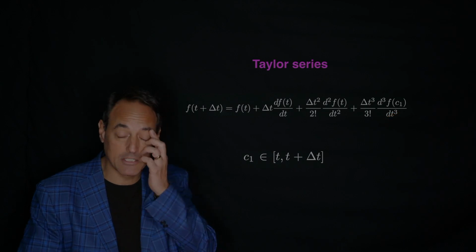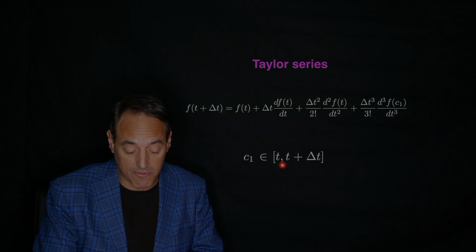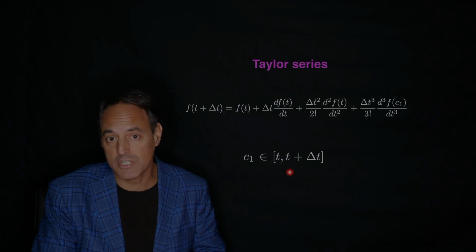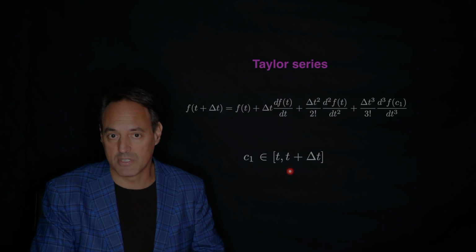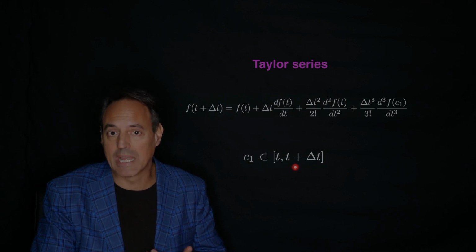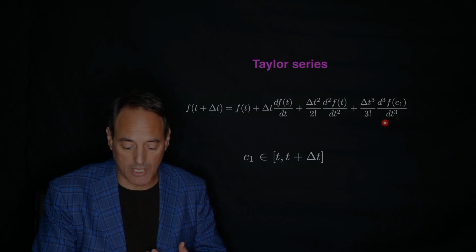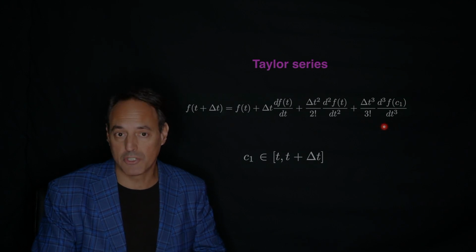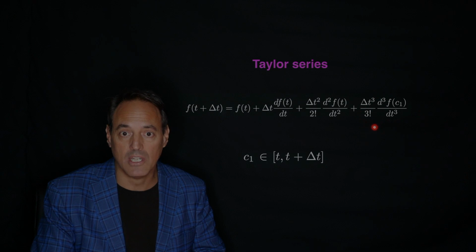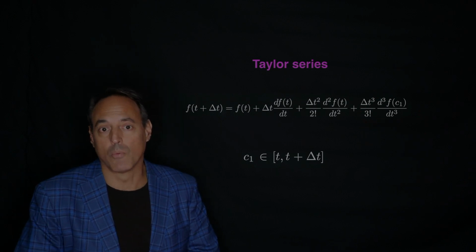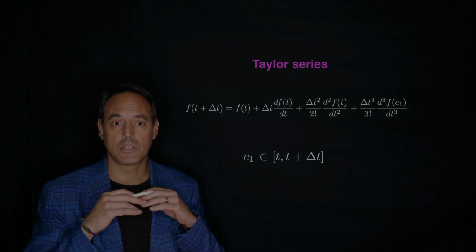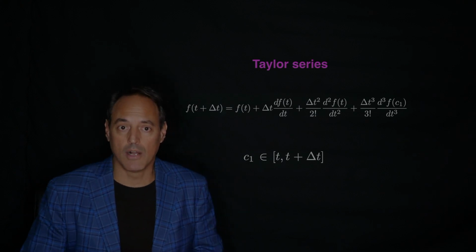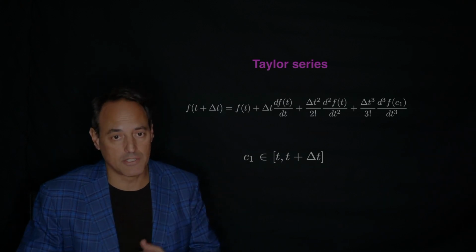This is an exact expression, and c1 itself belongs somewhere in the interval t to t plus delta t. So it turns out you could search for this c1, but I don't really care what the c1 is. All I care about is that this thing here is the upper end of what my expression is, and in fact I'm going to ignore this term down the road.